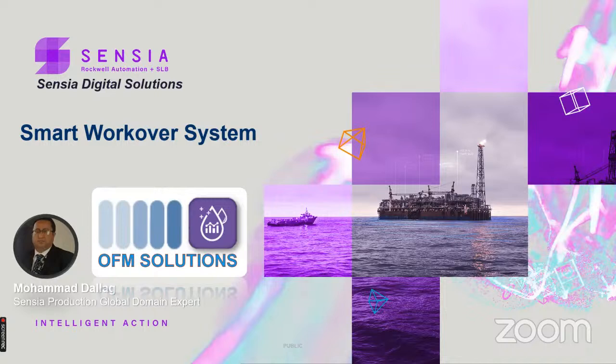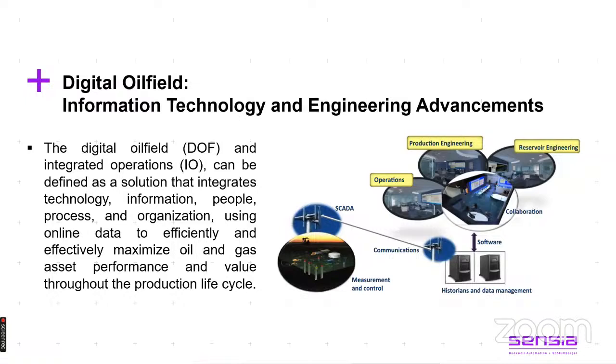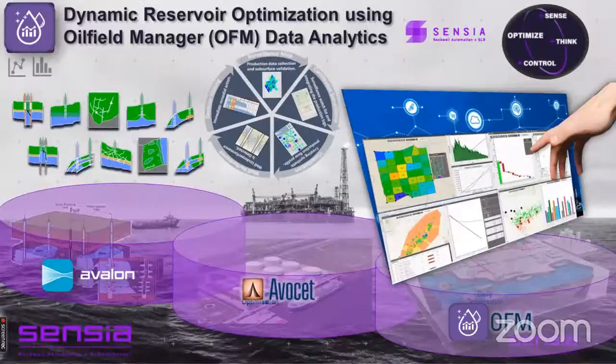Okay, very good. Now, I'm working in Schlumberger in a segment called Sensia. So Sensia is a new company with Rockwell Automation. And Sensia is now focused on digital oil field automation. We have 3 platforms: OFM, Overset, and Avalon. We start with OFM, which is a surveillance tool. Overset is the production data management system, and Avalon is a SCADA-like system.